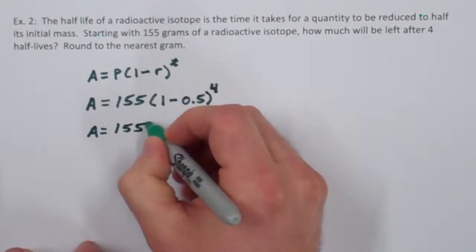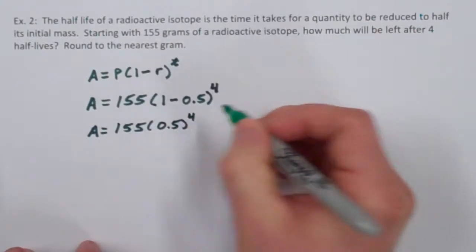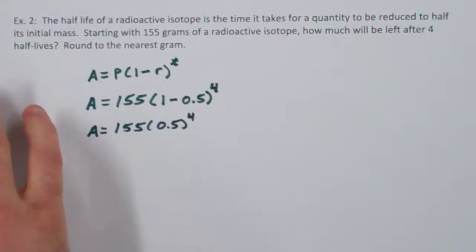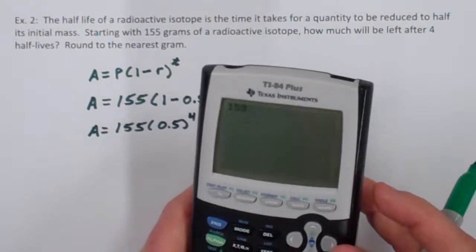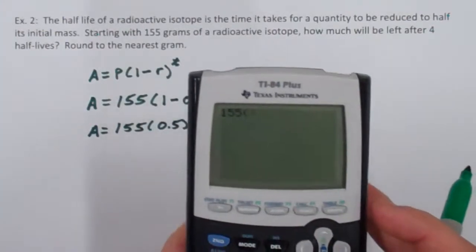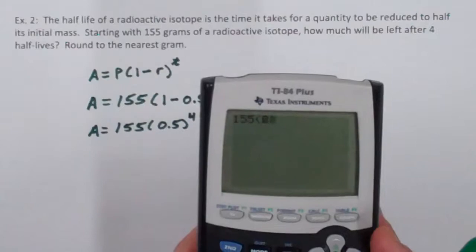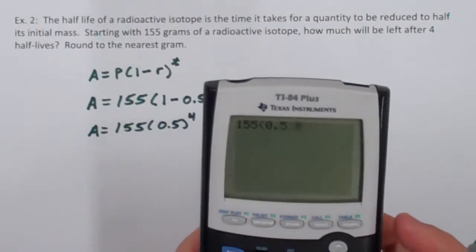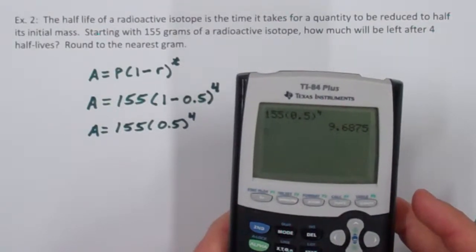You can either do the 1 minus 0.5, which is 0.5, raise that to the 4th power, and continue by hand, but I think at this point, and even at the one before, you could go ahead and just type this into your calculator. So we've got 155 times 0.5, and then we're going to raise that to the 4th power. And that's about 9.6875.